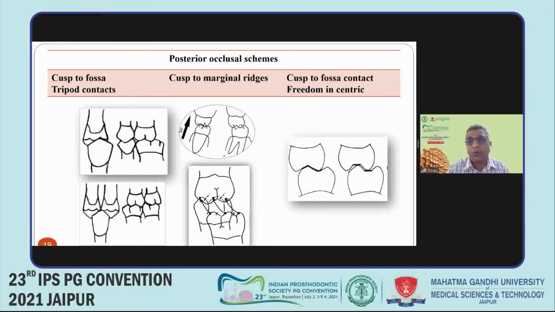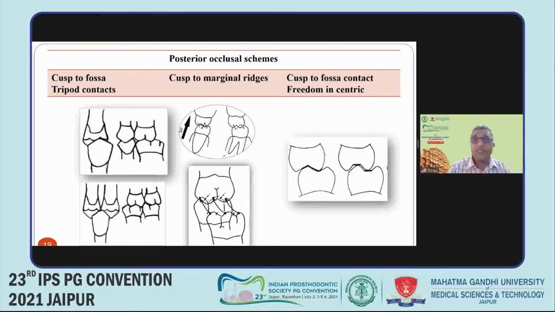All these schemes establish directing the force along the long axis. The forces falling along the long axis are well absorbed by the periodontal structures of the supporting tooth, as well as the other structures. In the last case, you are giving freedom so that the patient can have some amount of freedom of movement between these two positions.